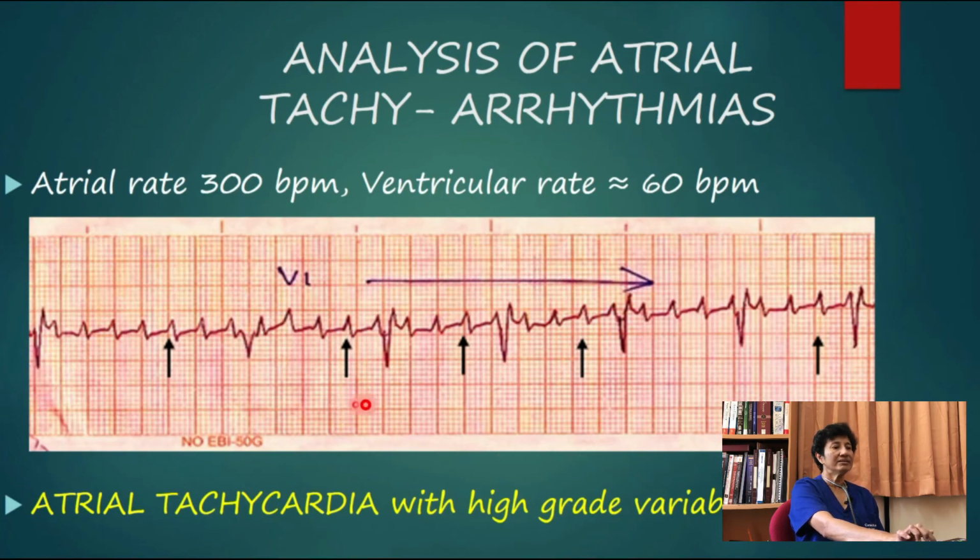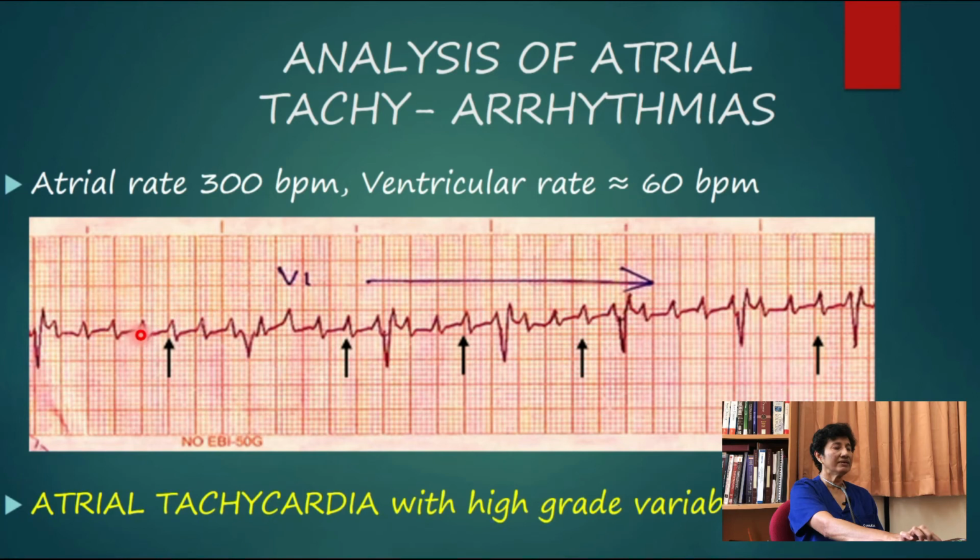This is the V1 rhythm strip. You can see it is abnormal and there is significant bradycardia. The rate is around 60 beats per minute. On the baseline, you can see P waves. These are biphasic P waves at a rate of 300 beats per minute.